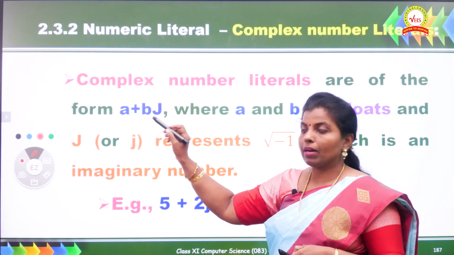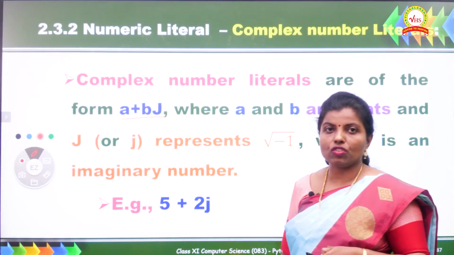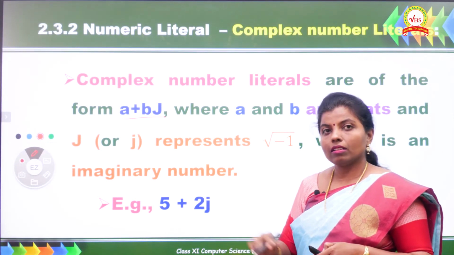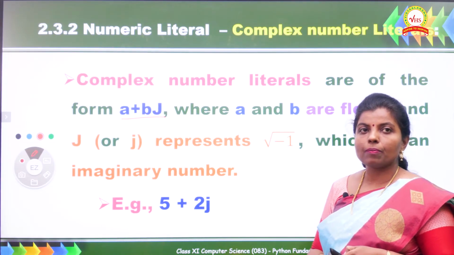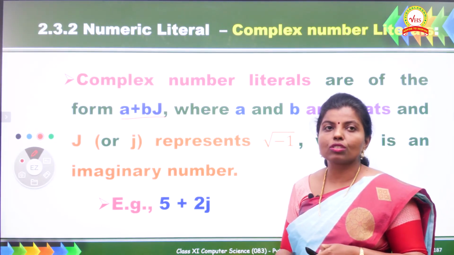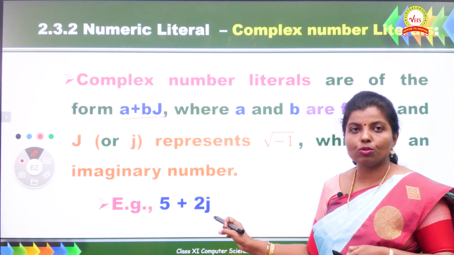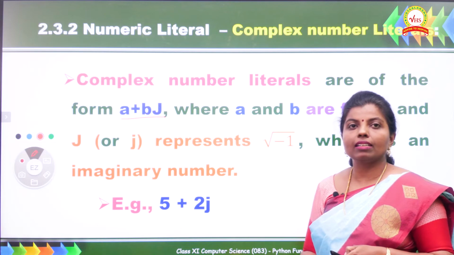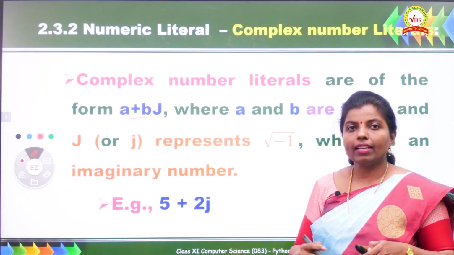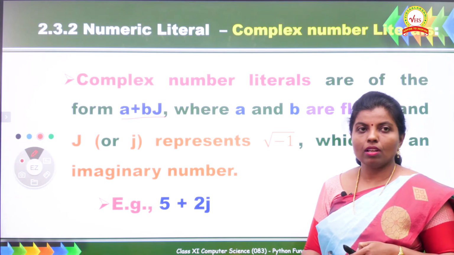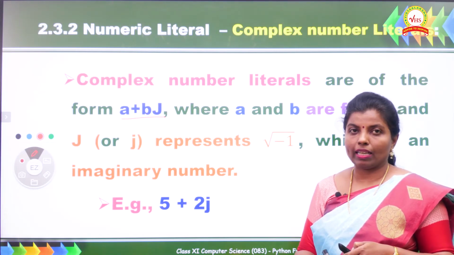The complex number takes the form of a plus bj, and here in this a as well as b are treated as float values and j represents square root of -1. Here is an example given 5 plus 2j. Though I have represented in integer form, internally when they are stored, they will be stored as floating point values like 5.0, 2.0.